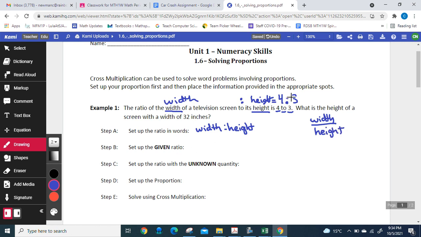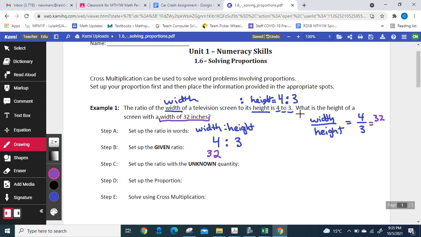Set up the given ratio. So this is now where we put in the numbers. Width is 4, 3 is height. And then we want to set up the ratio with the unknown quantity. So let's see. The width is being given to us. It's 32 inches. So I keep that with the width.